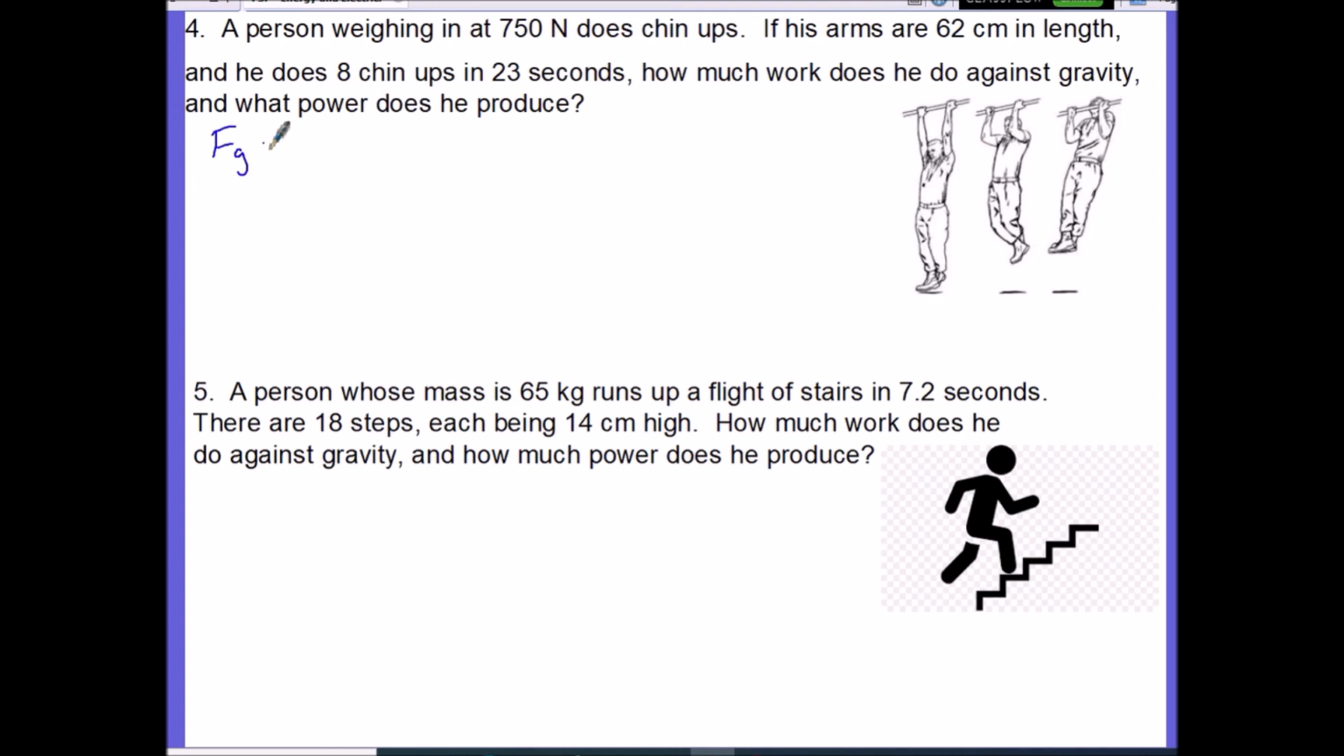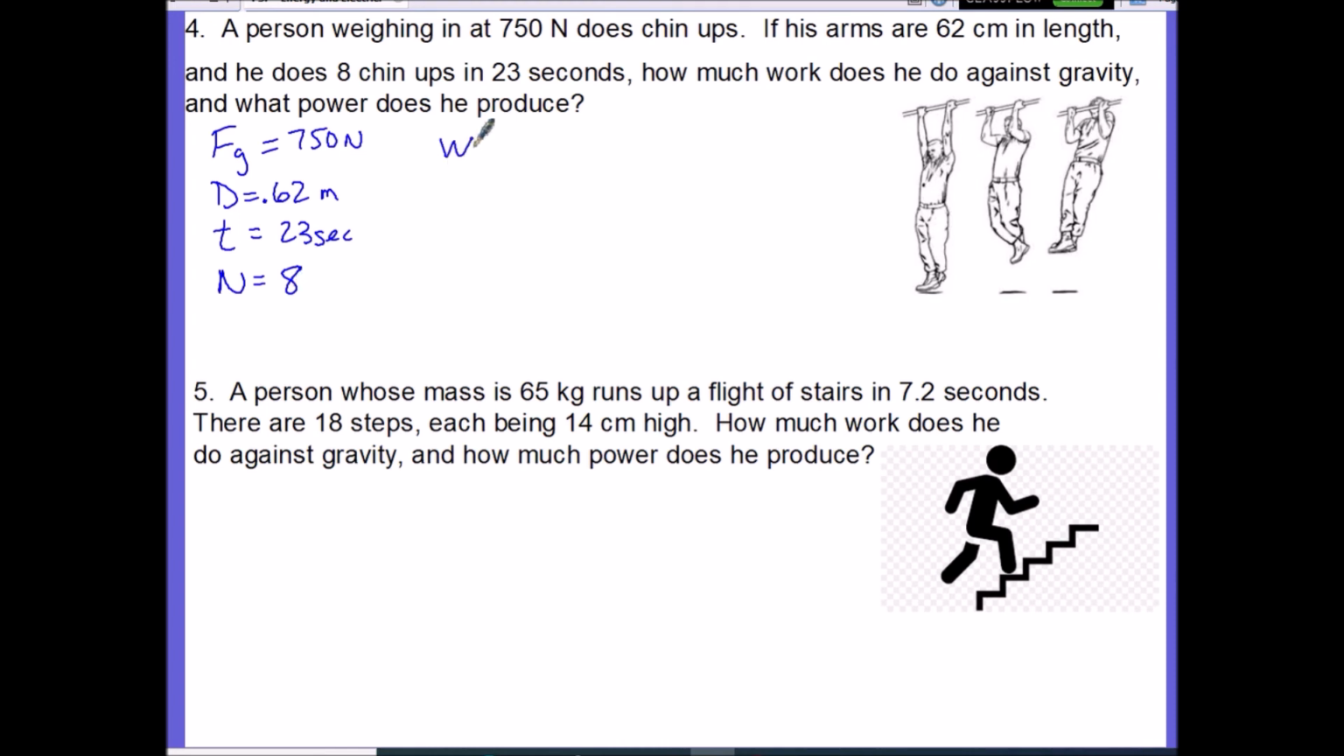Force due to gravity, 750 newtons. That's his weight. His arms are 62 centimeters in length, but I'm going to put that in meters since the SI unit for energy is joules, and that's newton meters. I want to make sure those units are right. Now the time it takes is 23 seconds, and I should put that in. The number of chin-ups this person is doing is 8. That will help me keep track of the total amount of work.